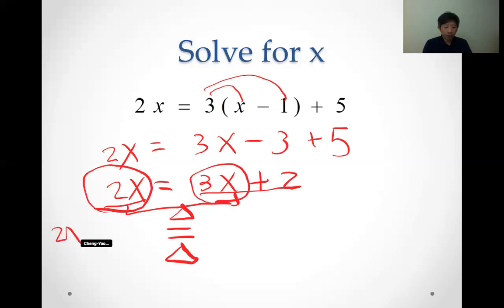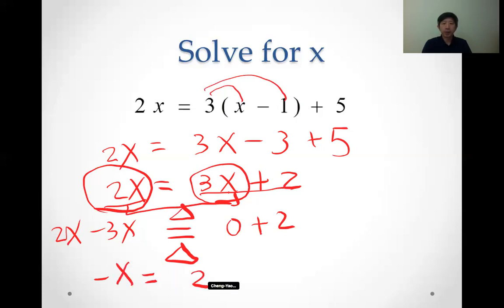So 2x minus 3x, and minus 3x. Why do we minus 3x? Because I want to cancel 3x. So 3x minus 3x is equal to 0, plus 2, right? Now next, I have a -x because 2x minus 3x is -x, which is equal to 2, right?